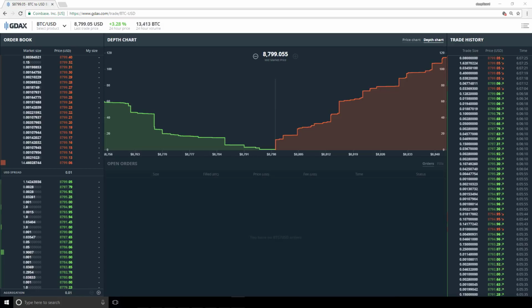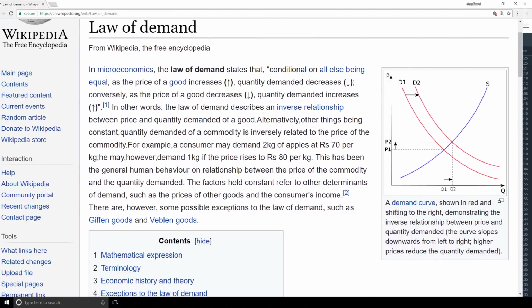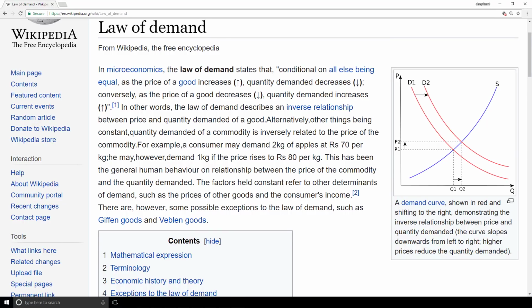Notice how there is more BTC to add up as we move our price lower. This is why the green line moves up as price moves down. In economics, this characteristic is called the law of demand. As price decreases, the quantity demanded increases.